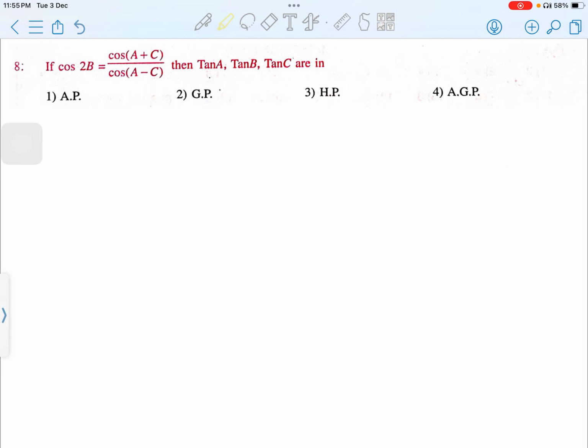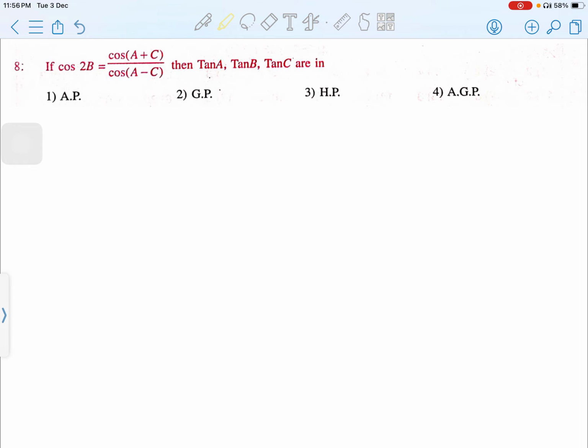So we'll continue doing the questions. Eighth question: cos 2B equals (cos A + C) by (cos A − C). In this question they gave one more piece of information: they are asking you to find whether tan A, tan B, tan C are in AP or GP or HP.